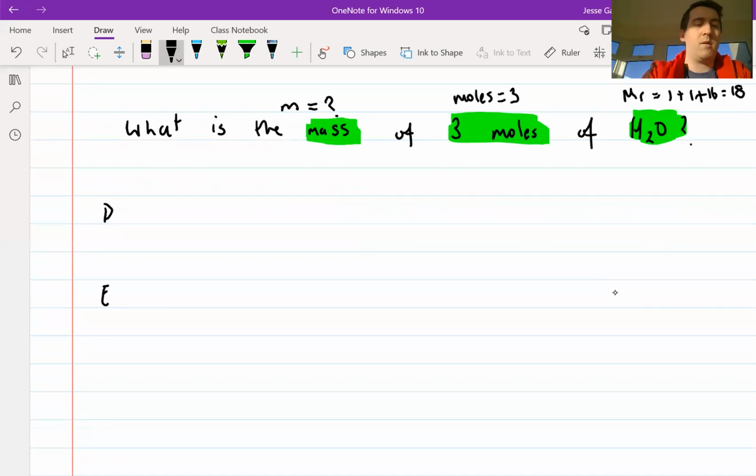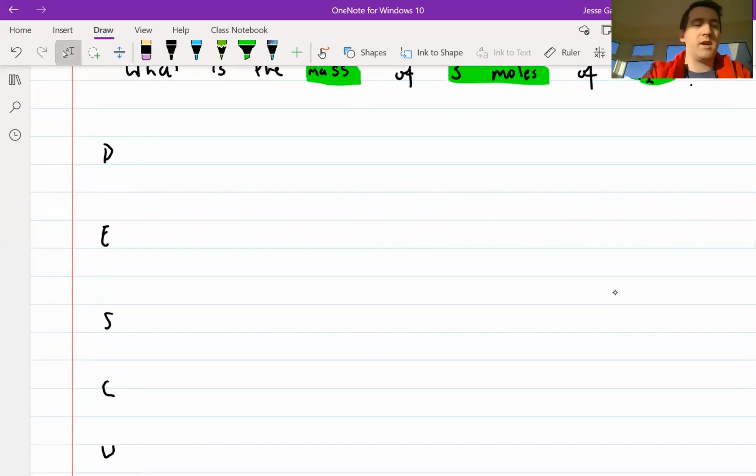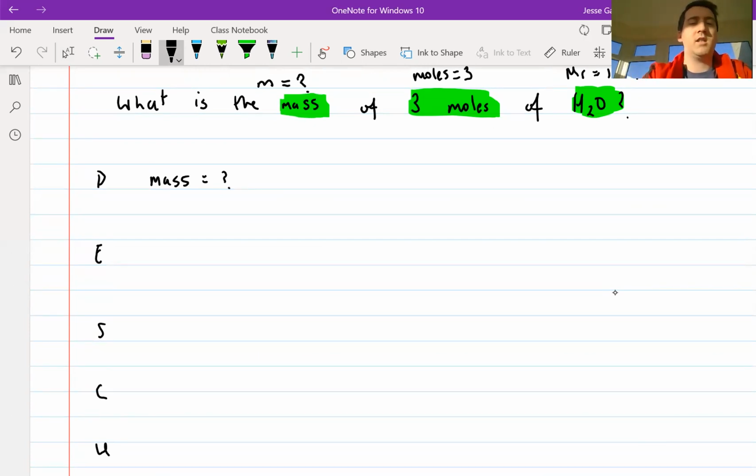This is the beauty of the DESQ method, it works no matter what problem you have. DESQ. As you see, I've been doing this for years and years, and I still do this down the side when I'm doing my calculations. So if I've been doing it for years and years, you've only been doing it for one video, you should definitely still be doing this. Okay, so D stands for data. What data do I know? Well, my mass equals question mark. Don't know that one. My moles are equal to 3. And my MR is equal to 18. Again, all that information is in the question.